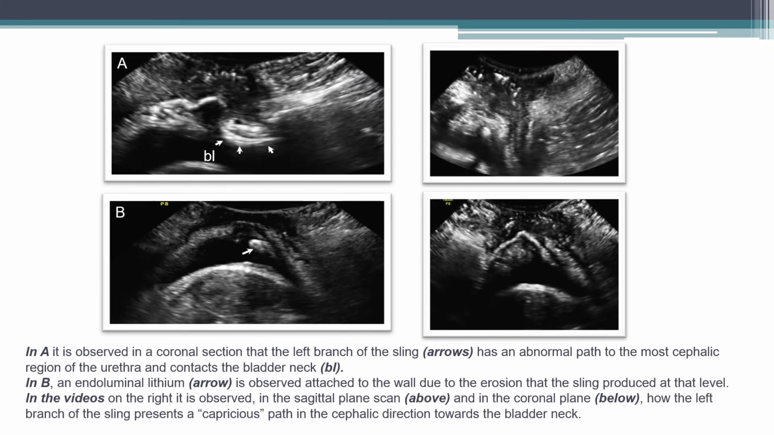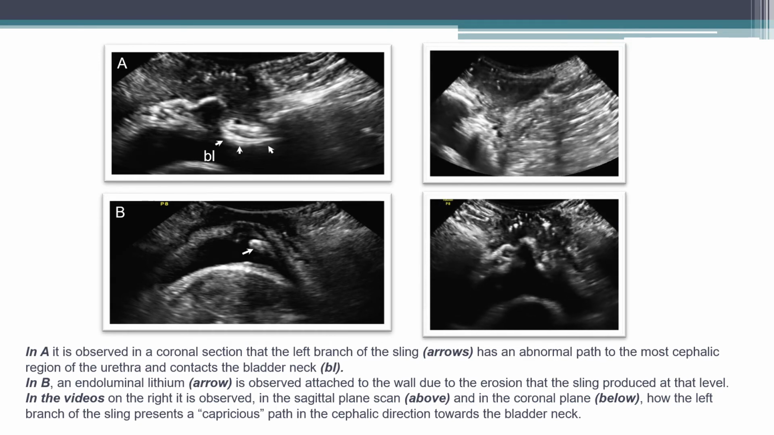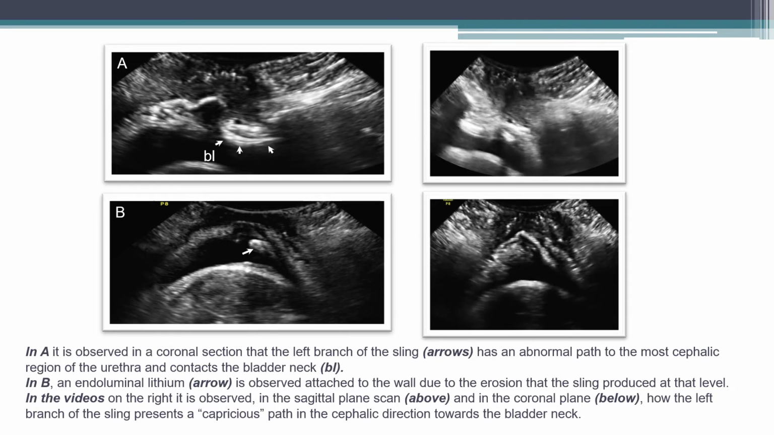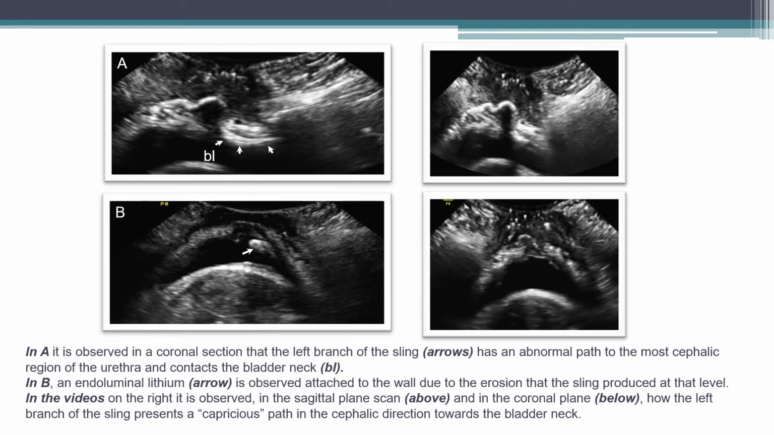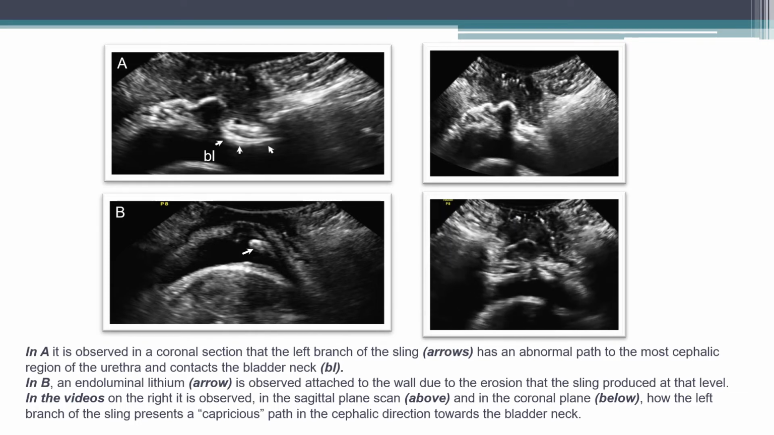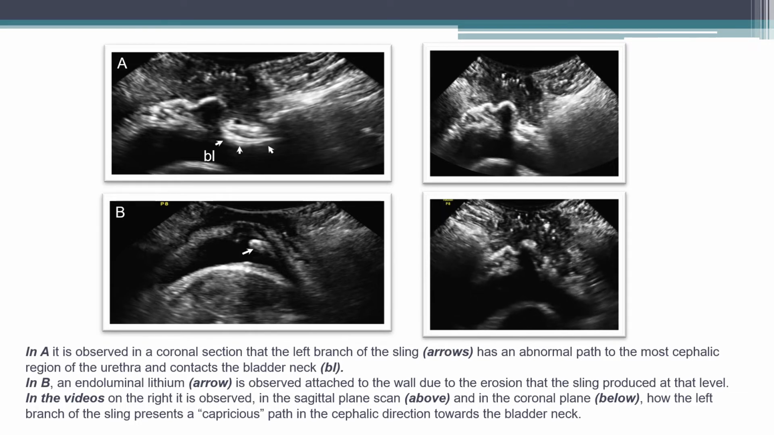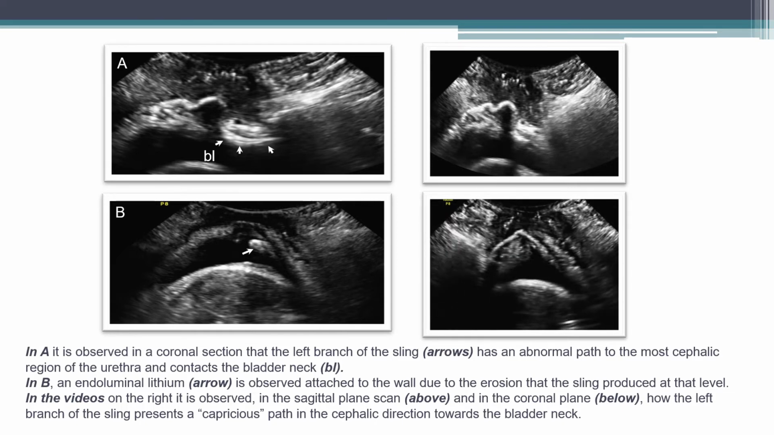In A, it is observed in a coronal section that the left branch of the sling, marked with arrows, has an abnormal path to the most cephalic region of the urethra and contacts the bladder neck. In B, an endoluminal lithiasis, marked with an arrow, is observed attached to the wall due to the erosion that the sling produced at that level.